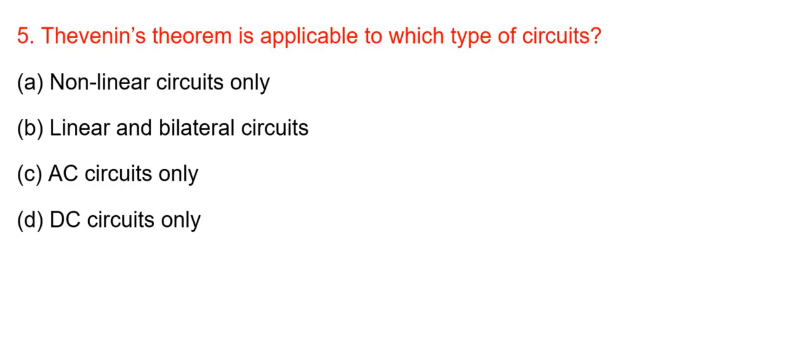Fifth question: Thevenin's theorem is applicable to which type of circuits? A, non-linear circuits only. B, linear and bilateral circuits. C, AC circuits. D, DC circuits. Pause the video and try the answer.